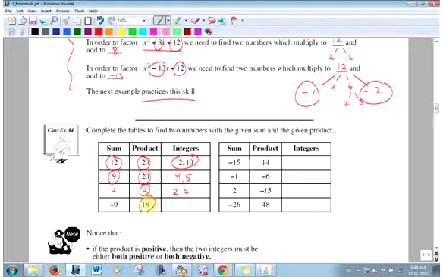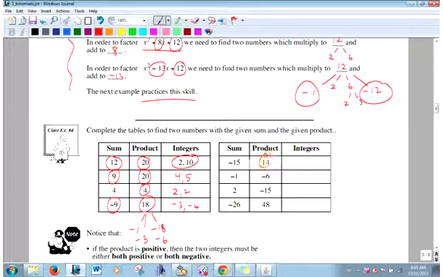What multiplies to 18 and adds to negative 9? 18 is 1 times 18. It's got to be negative, so they both have to be negative, because remember, a negative times a negative is a positive. But that doesn't add to 9. What else goes into 18? 6 times 3 is 18. Negative 3 times negative 6 is also 18. Do those add to negative 9? Yes.